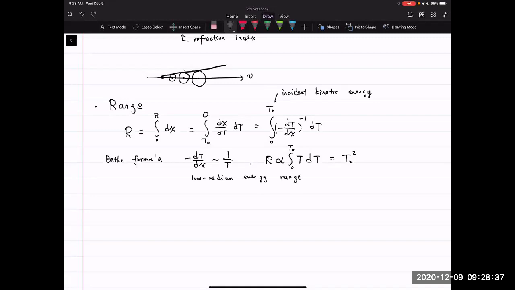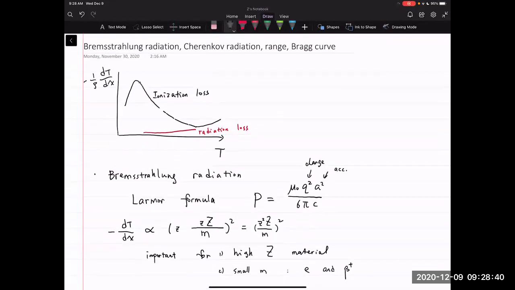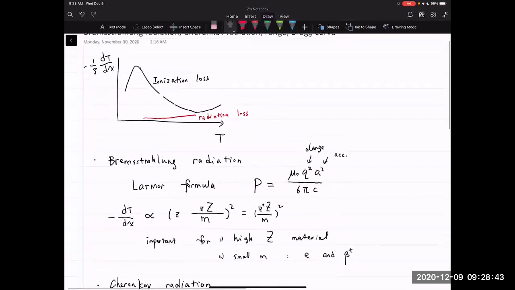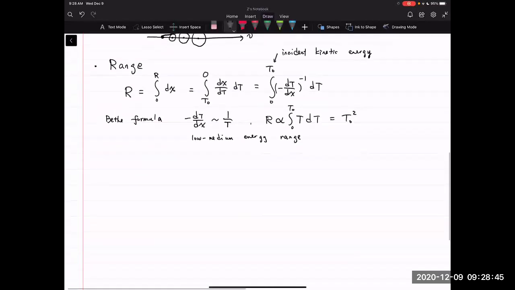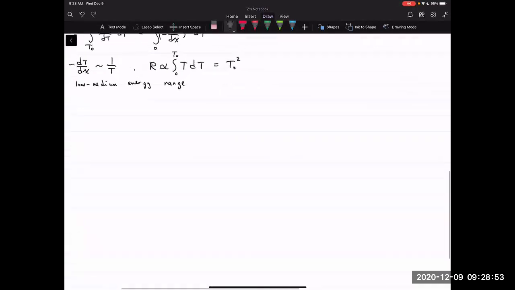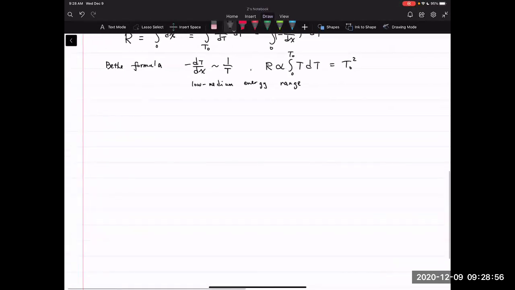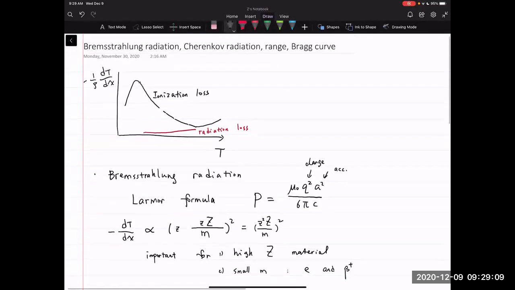If you remember the curve, like the very top curve here, from the relatively low intermediate energy range, we have an inverse T dependence. For high energy, the stopping power, minus dT over dx, is not proportional to 1 over T. In fact, it's more or less a constant. So if you look at this region, the high energy range, this is more or less a constant.